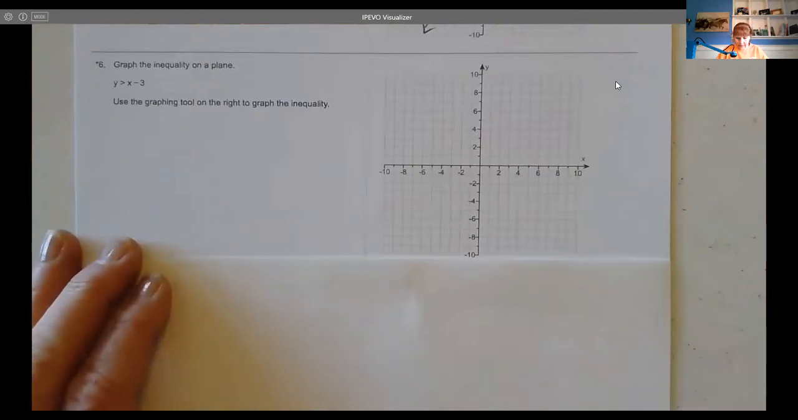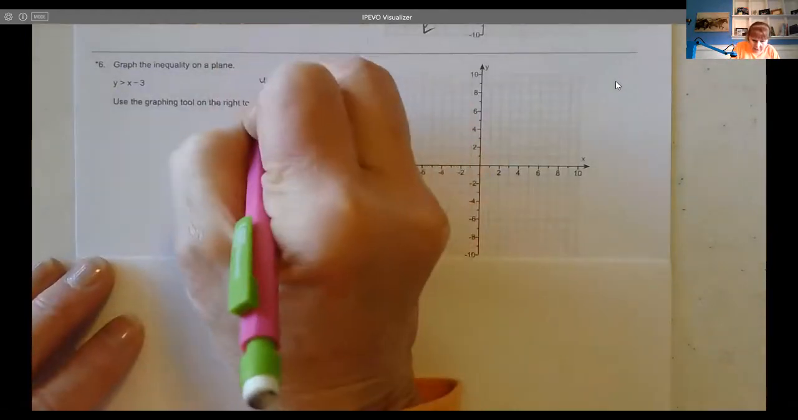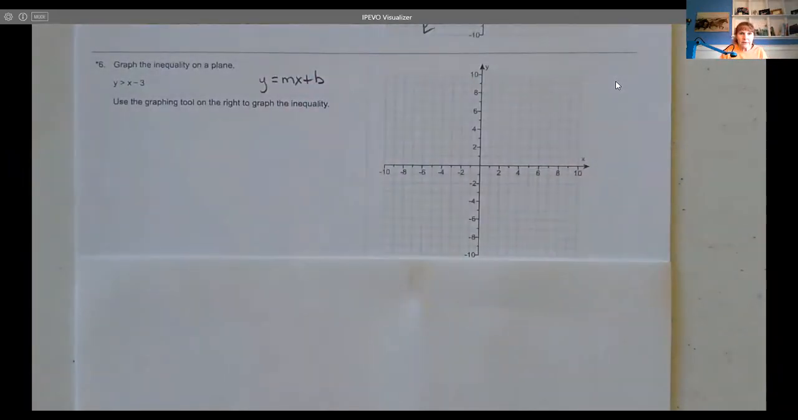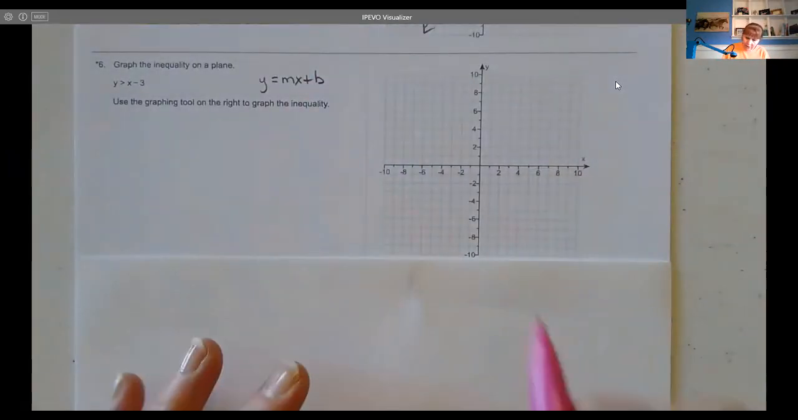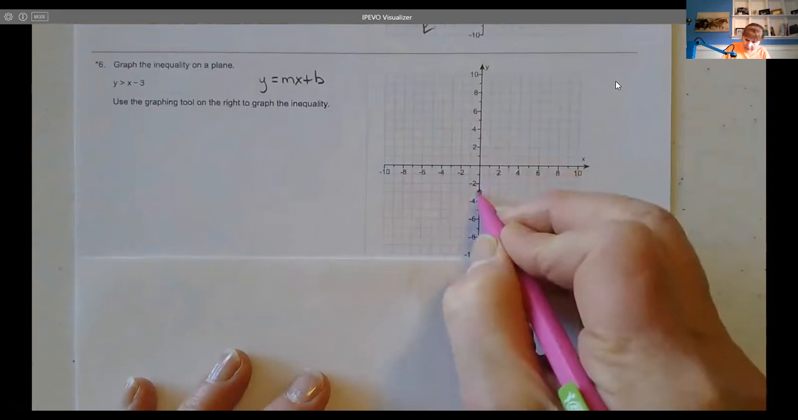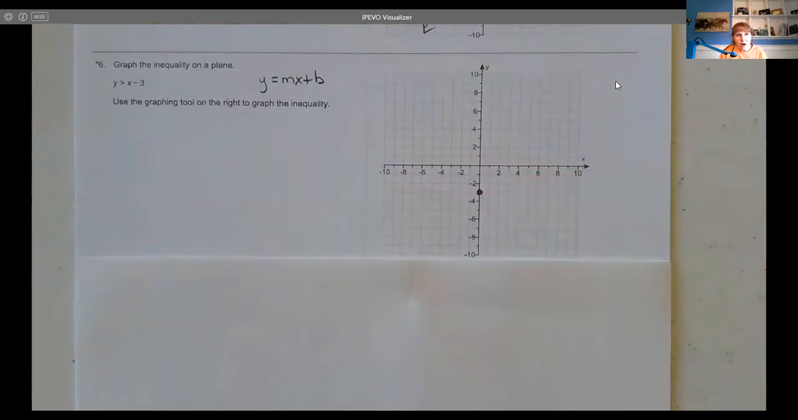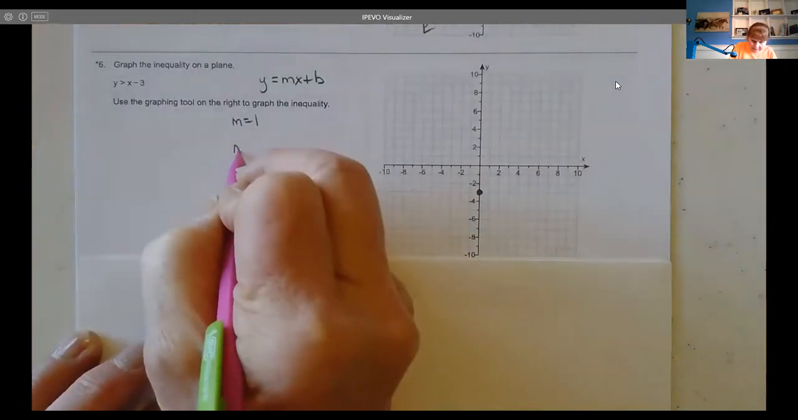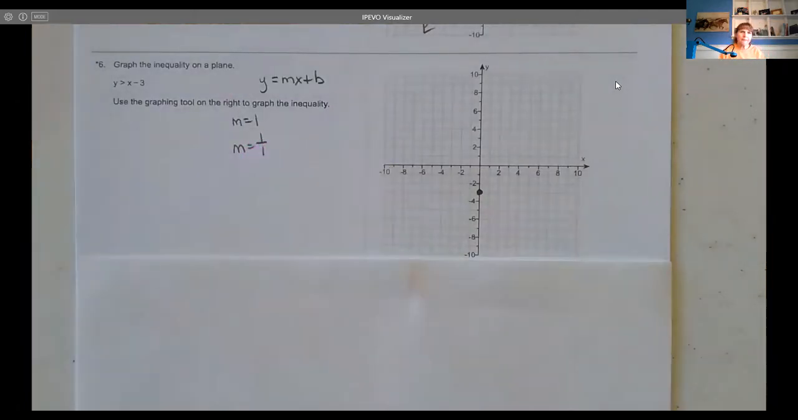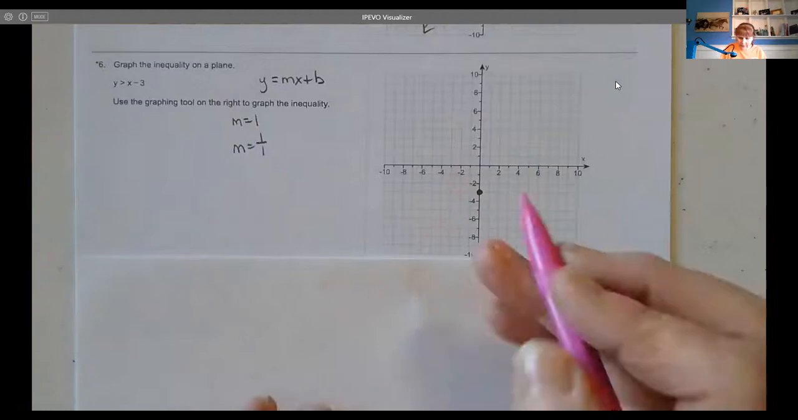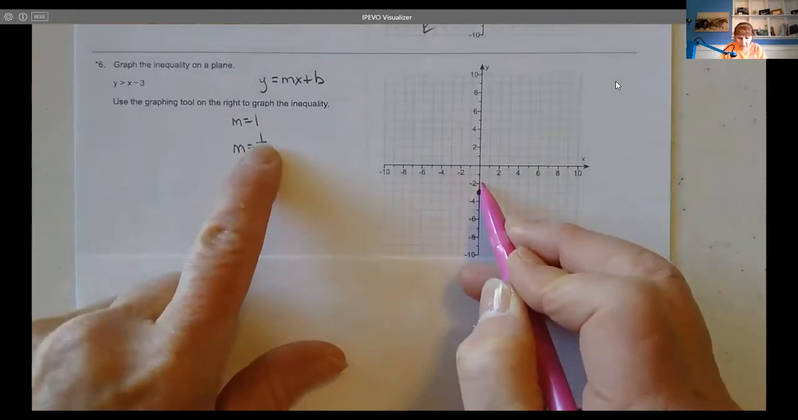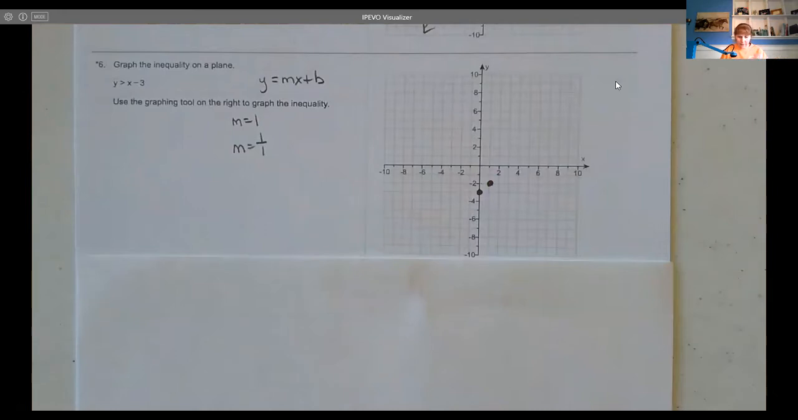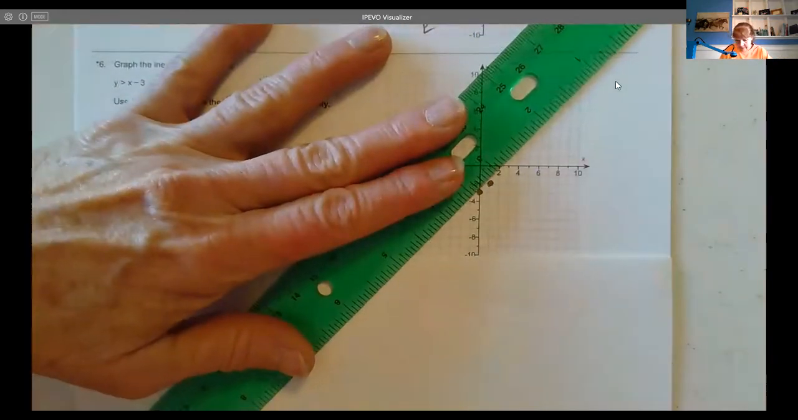Here, again, we use our slope-intercept form to graph. We have the y-intercept, -3. So we'll go to -3 on the y-axis, make our dot. Our slope is 1, which happens to be the same as the last one, 1 over 1. From the -3, we're going to go up 1 and over 1. The slope is positive, so that's why I'm going up. If it was negative, I'd go down.